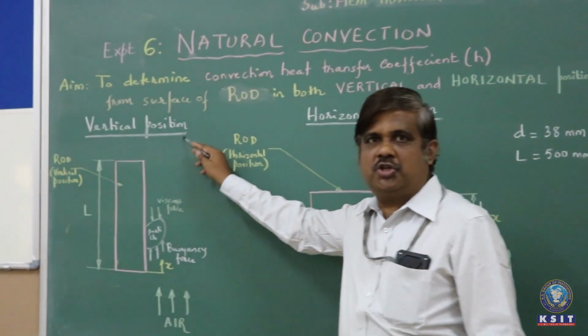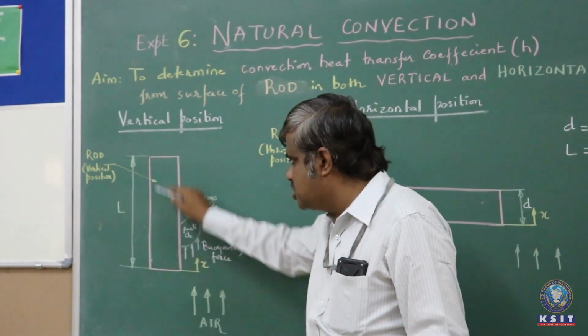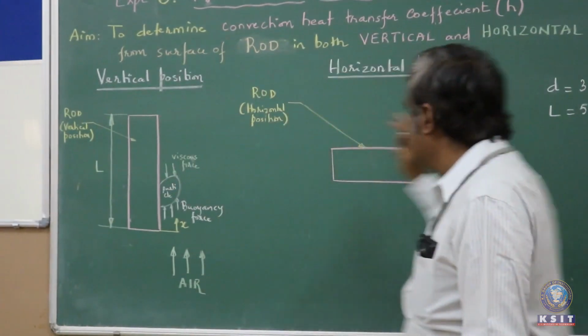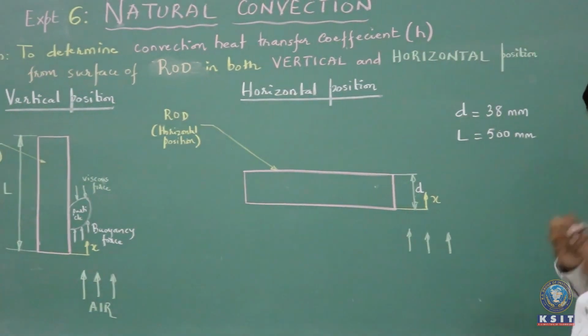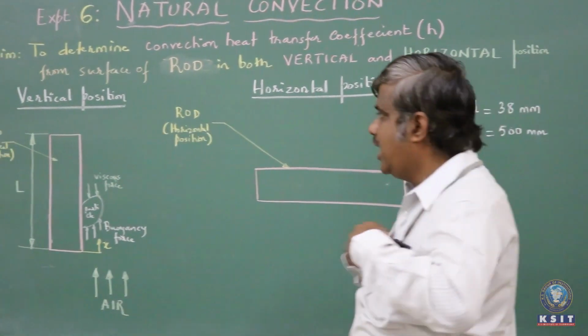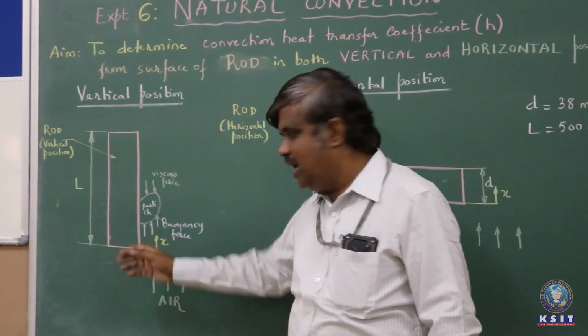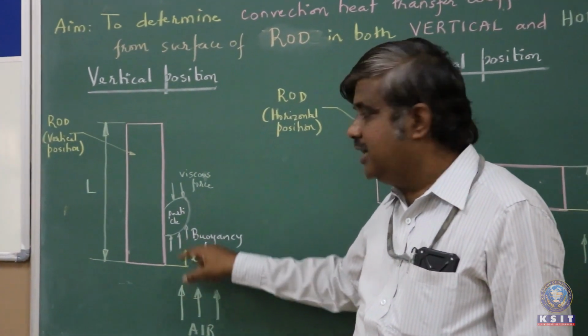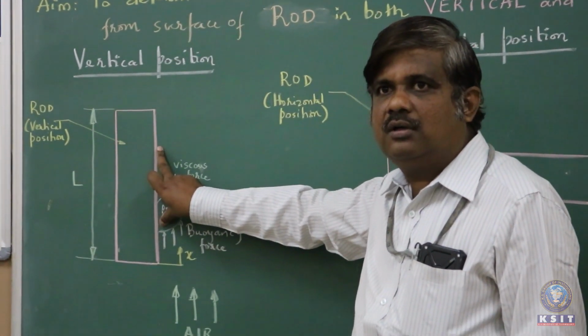In the vertical position, the rod is being kept vertically. We know the diameter and length of the rod as 38 mm and 500 mm respectively. This is the hot surface, and air is moving over this. The characteristic length is the length of the rod.